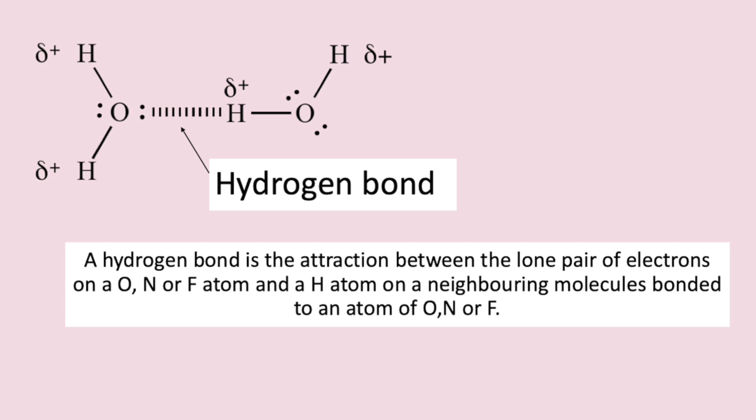The third type of intermolecular force is hydrogen bonding. Hydrogen bonding is the attraction between the lone pair of electrons in an oxygen, nitrogen or fluorine atom and a hydrogen atom on a neighbouring molecule bonded to another oxygen, nitrogen or fluorine. Hydrogen bonds in diagrams are always shown by a dashed line.